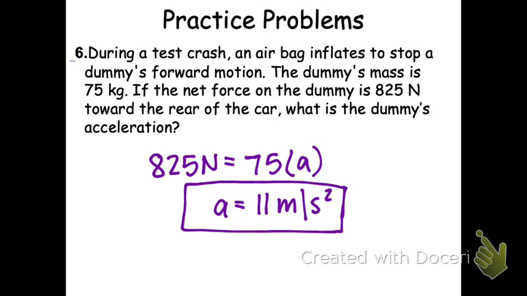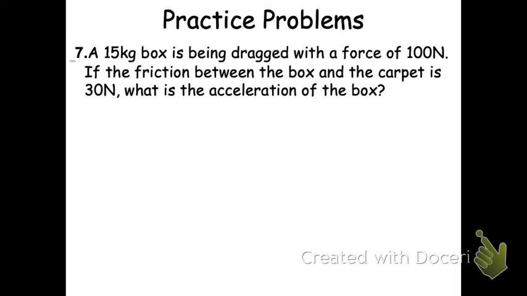All right, very good. Last one here that I want to try brings in just a frictional force. Okay, we talked a little bit about friction last time. Tell me, what has to be true about friction? What direction does friction go? Right, opposite of our motion. So friction opposes the motion. So this says a box is being dragged with a force of 100 newtons. If the friction between the box and the carpet is 30 newtons, what's the acceleration of the box?